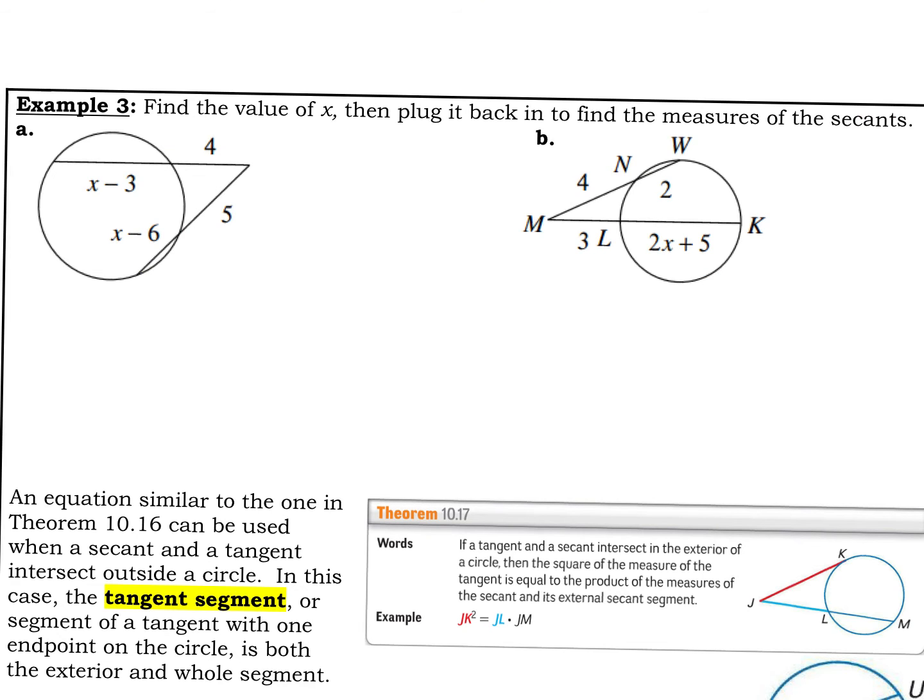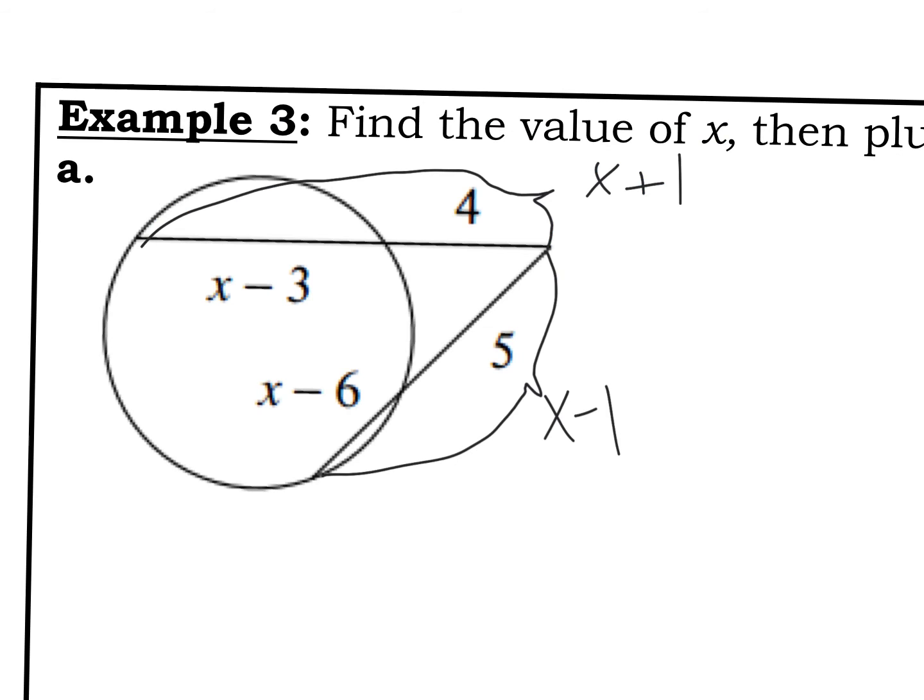Okay, my next couple of examples will be just like that. I'm going to find the value of x, and then I'm going to plug it back in to find the measures of my secants. Okay, so looking at this picture, I have x minus 3 on the inside and 4 on the outside. So combine those for your total. Negative 3 plus 4 would give you a positive 1. So the total length is x plus 1.